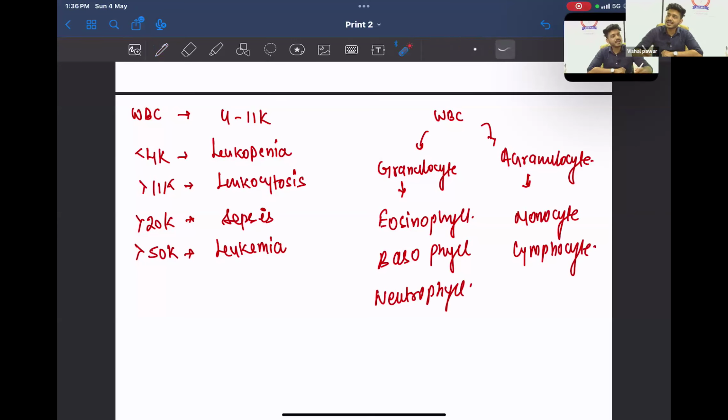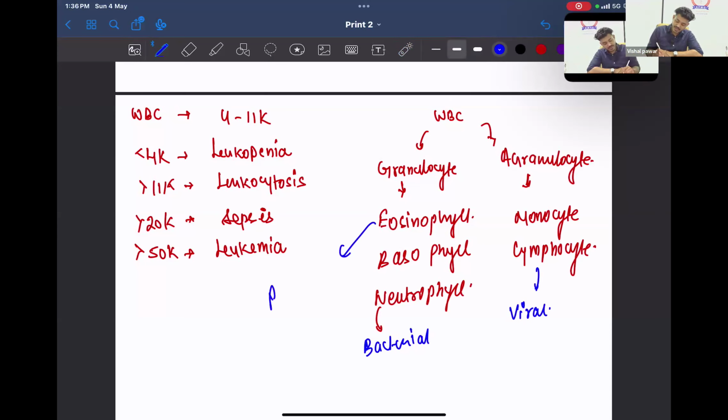If someone is having a bacterial infection, how will you get to know which levels will be increased? Neutrophil is suggestive of bacterial infection. Lymphocytes are suggestive of viral infection. And eosinophil will tell us about parasitic infection. Right? These things you can remember. So if you have raised levels of eosinophil, basophil, neutrophils, you are going to understand, okay, this patient might be having this particular infection.